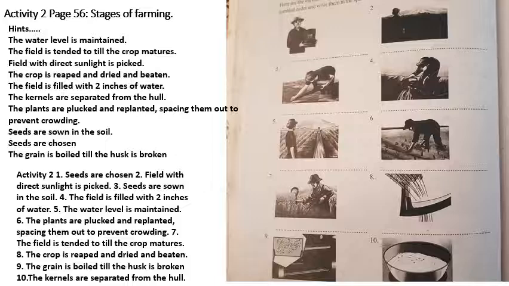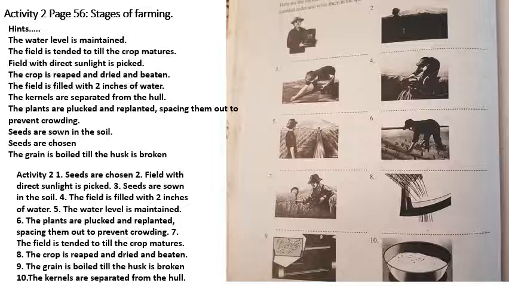Next one, the field is tended to till the crop matures. Next one, the crop is reaped and dried and beaten. The crop is reaped. And then it has to be dried and beaten. Next one, the grain is boiled till the husk is broken. Husk എന്ന് പറയുന്നത് പുറന്തോടാണ്. It has to be separated from the grain. So that is why you boil the grain until the husk is broken.